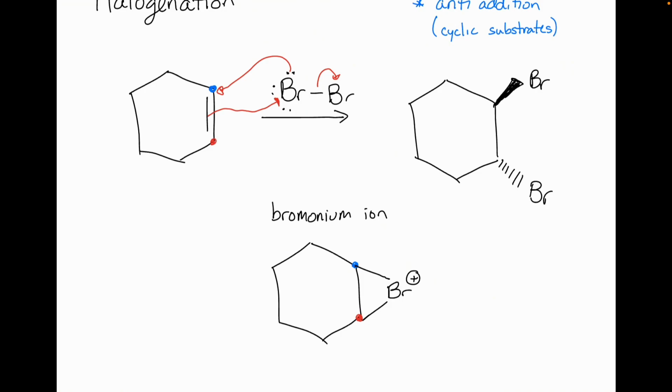All right. And importantly, because of this cyclic structure, this little triangle that's formed, obviously, these two bonds have to be pointed in the same direction, right? If I'm forming this triangle, I can't form it on opposite sides of my ring. And so this leads to our anti-addition, because the other bromine has no choice but to come along and attack from the other side, which is why I end up getting this trans product there.